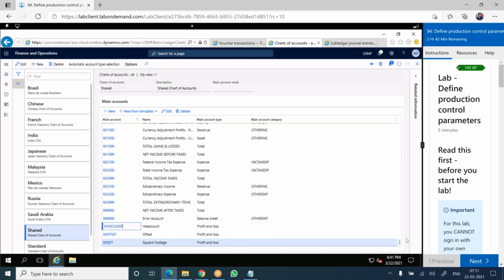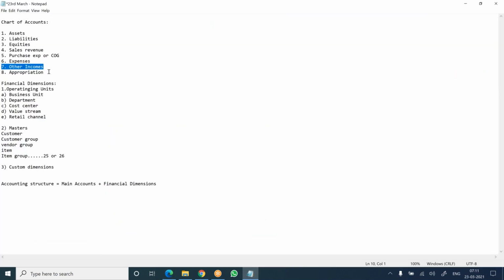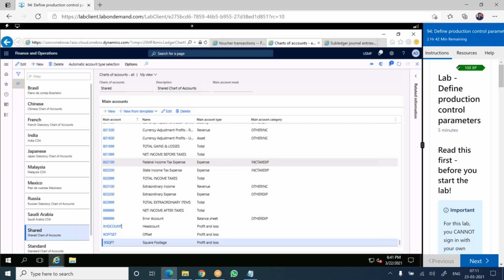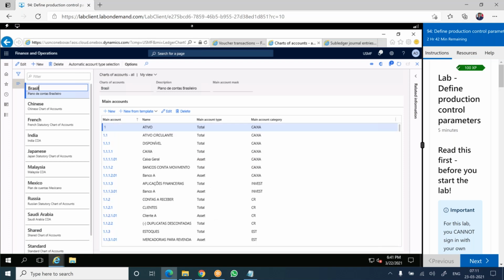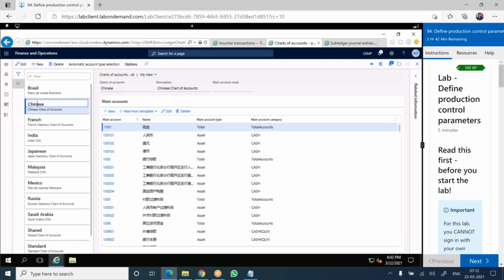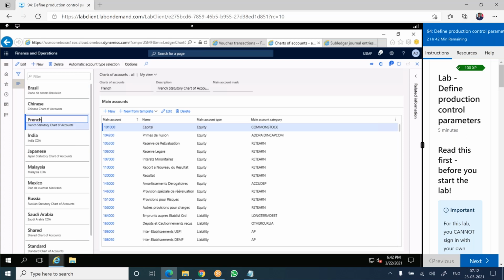All, it's all. Next, so this is chart of accounts classification. So do I need to follow the same? No, this is best practice only. So, shared chart of accounts. But if you look at the Brazil chart of accounts, it is different. They are following 1.1, 1.1.1 differently. Chinese has a different chart of accounts classification. They are following it differently. French has their own chart of accounts classification, though French is almost similar. India, we are following the normal standard.